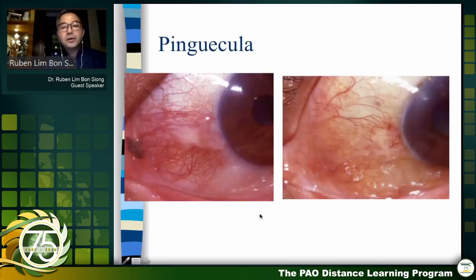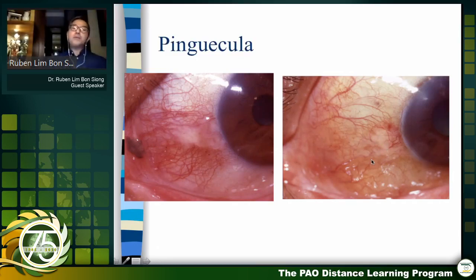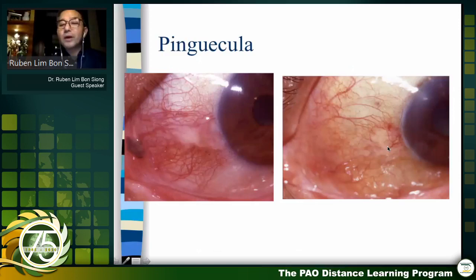Okay, so here you go. So this is inflamed. So it's a bit elevated, and then you have surrounding redness. Here, not much redness. This is not inflamed. So it's not a pingueculitis. So when it's inflamed, it's a pingueculitis. When it's not inflamed, it's just a pinguecula.